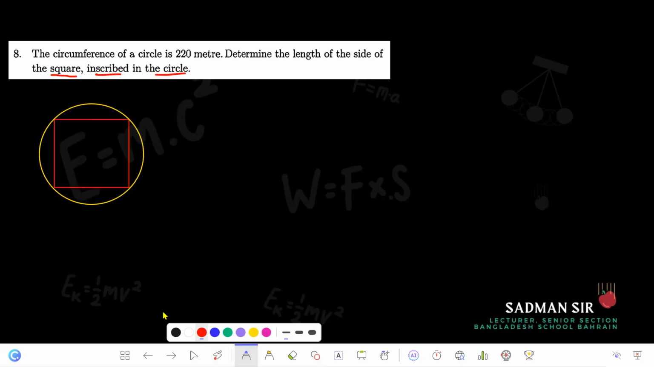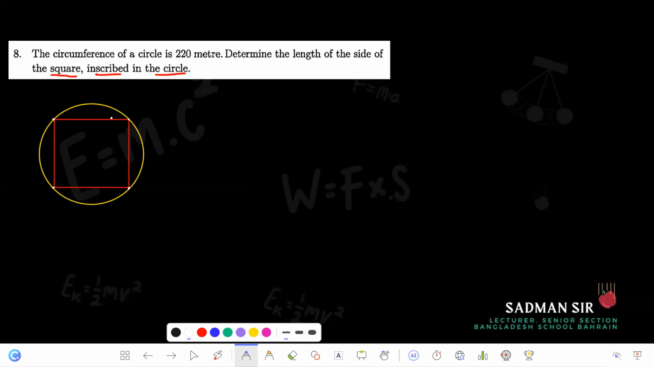So this should be our figure. As you can see, all the four vertices of the square lie on the circle. Then only we can say that the square is inscribed in the circle. If one of the vertices is not on the circle, let us say one vertex is here, inside or outside, then we cannot say that it is inscribed.